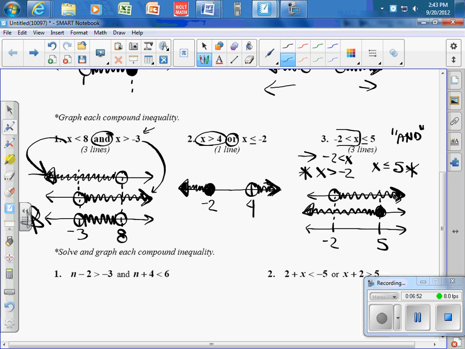Now the answer comes from where these two overlap. They don't overlap at -2. They will have a hollow circle at -2, so we'll have a hollow circle in the answer. We have a filled in circle at 5, so I'm going to fill it in. They also overlap in between the two numbers, so I'm going to shade in between the two numbers. So a hollow circle at -2, filled in at 5, shaded everywhere in between.